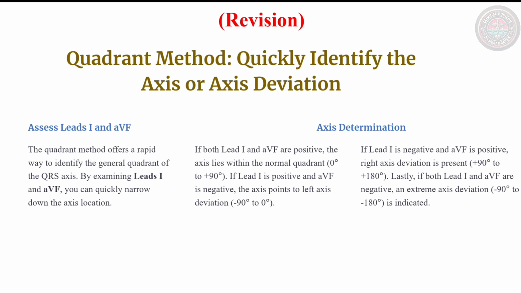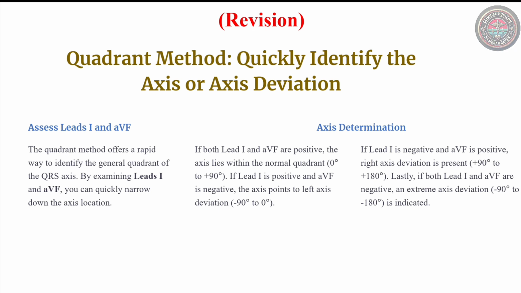Positive QRS in both lead 1 and AVF. This indicates that the electrical activity is spreading in a normal direction. Positive QRS in lead 1, but negative QRS in lead AVF. Common causes include left ventricular hypertrophy or left anterior fascicular block. Right axis deviation, plus 90 degree to plus 180 degree.